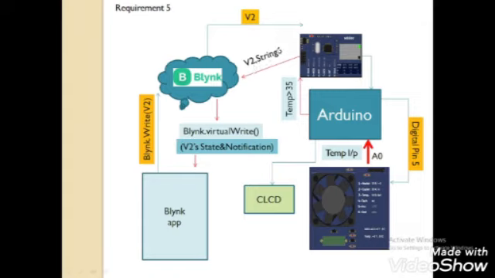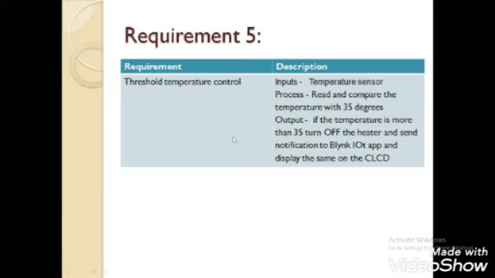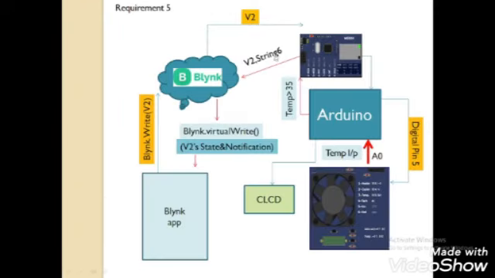This string 6 is for notification purposes. In the requirement we can see that we have to display the notification on the Blynk app. So we are using this string 6, and the heater is connected to V2. We send it to the cloud with Blynk.virtualWrite, which writes the values on the app. It will change V2's state, that is on or off. If it is on, it will turn off, and if it is off, it will turn on. So we are sending the V2 state and the notification.